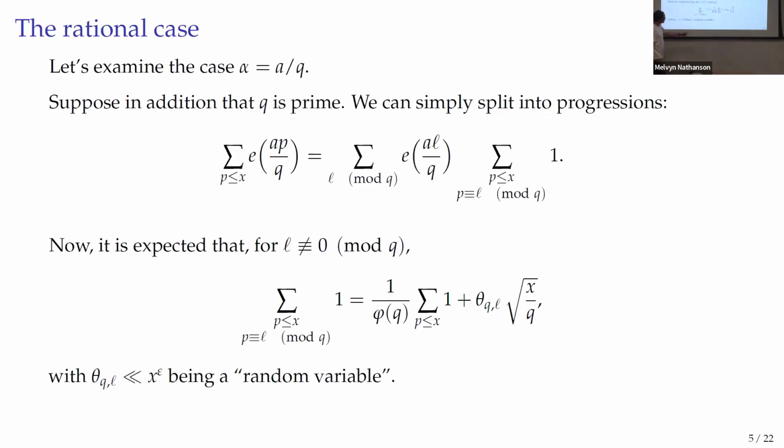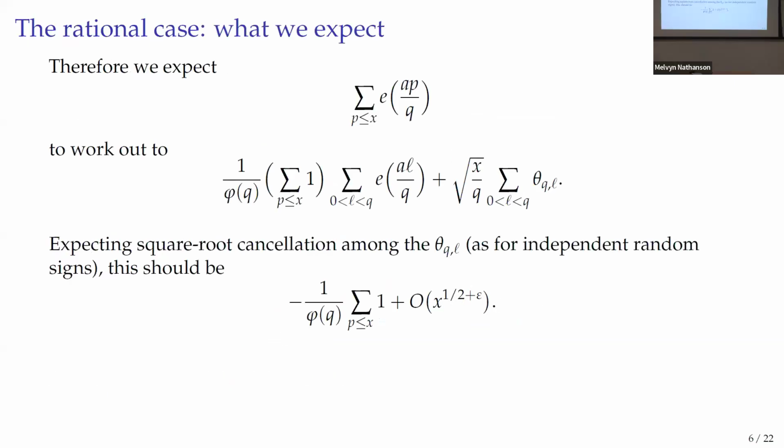And then this should be some kind of random variable that oscillates in some chaotic way and is bounded by x to the epsilon. So this is actually what is true and what we cannot prove, because even the Riemann hypothesis only gives you square root of x, which is a very big bottleneck in the subject. We can just get square root cancellation in the length of the interval, not in the number of terms. Okay, so let's assume this.